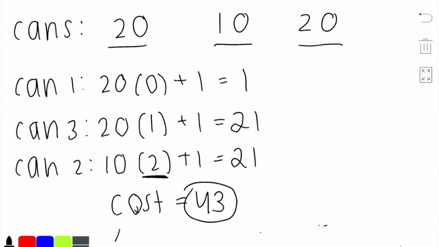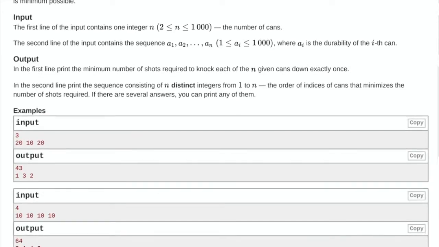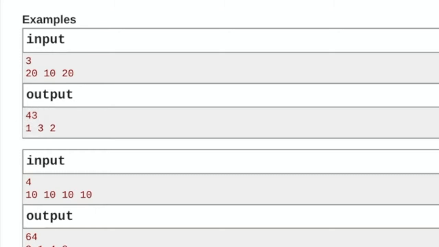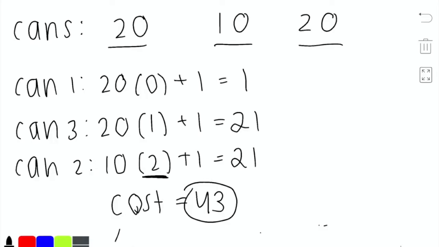However, there's one thing we aren't accounting for. If we go back to the problem, we notice that the output is not just the cost, but we also need to include the order in which the cans must be knocked down. And so because of this, we also need to keep track of position. So when we're sorting by durability, we don't want to just sort the durabilities, we also want to sort the positions along with them. And so this is a perfect situation for us to use structs. We're given 2 characteristics here, the durability and the position.